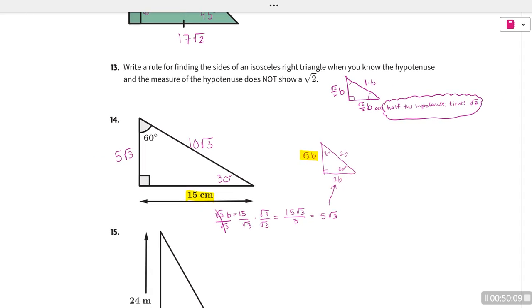And if you want to check, you can always use Pythagorean's theorem and add these up together and see if you get it. Not a bad idea to do a little check. 5 square root 3 squared plus 15 squared. Is that going to give us 10 square root 3 squared? Well, 5 squared is 25, times square root 3 squared is 3. So we get 75 plus 15 squared, 225.